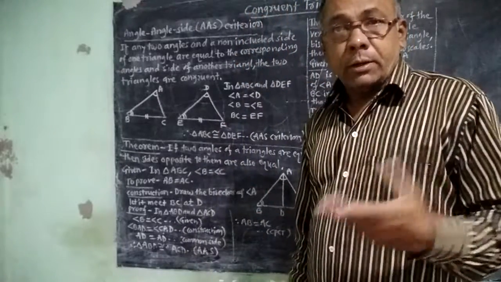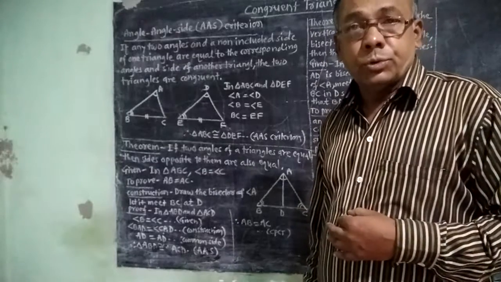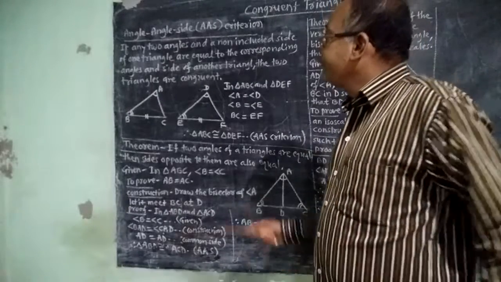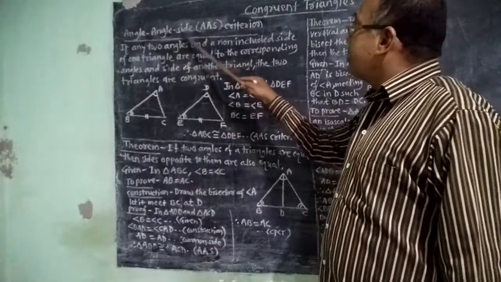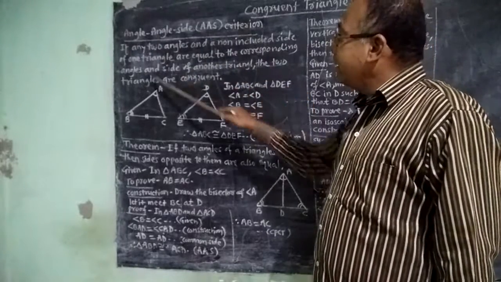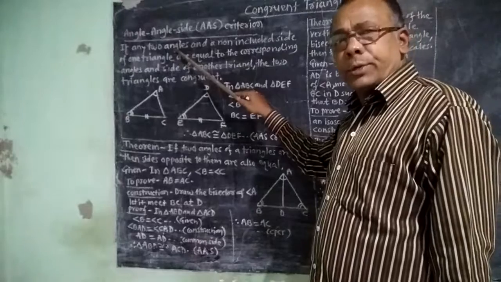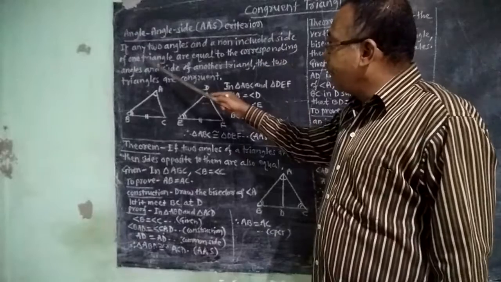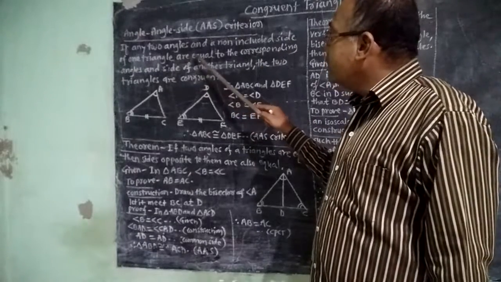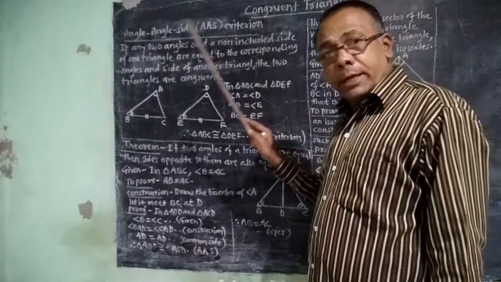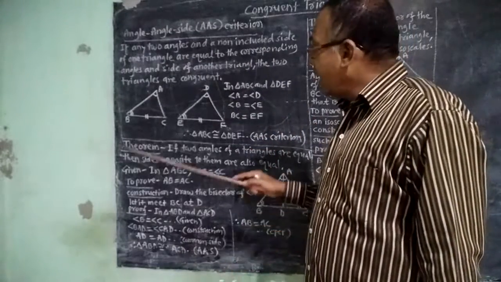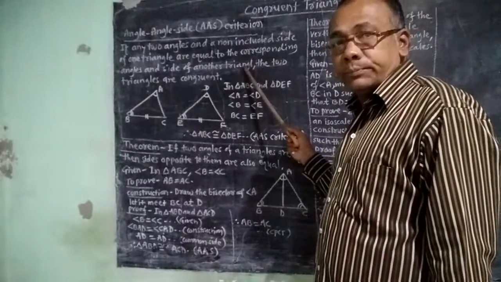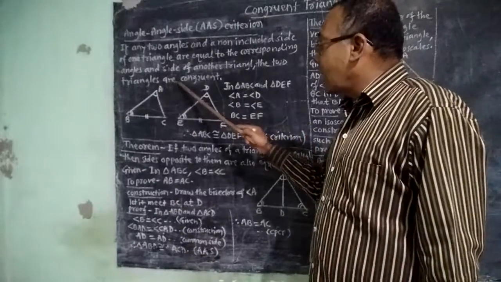So let us see what this criteria is and how to apply it for the congruency of two triangles. Now, AAS criteria states that if any two angles and a non-included side of one triangle are equal to the corresponding two angles and the non-included side of the other triangle, then the two triangles are congruent.